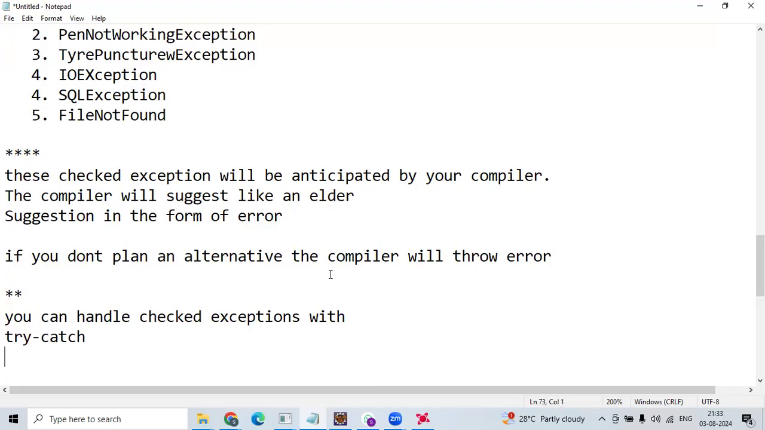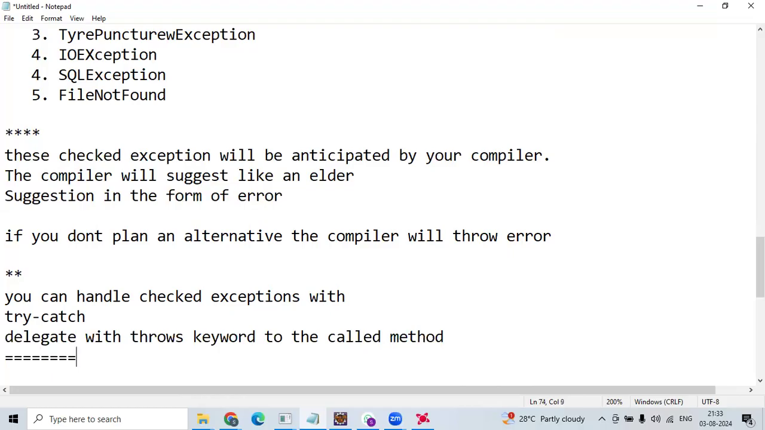So if you can handle the checked exception, use try catch. By using try catch, you solve that. If you are not able to handle it with try catch, delegate with the throws keyword. Delegate or handle; delegate is the proper word. Delegate with the throws keyword to the called method, sorry, the called method means the method which is being called, the line of code which you are executing.